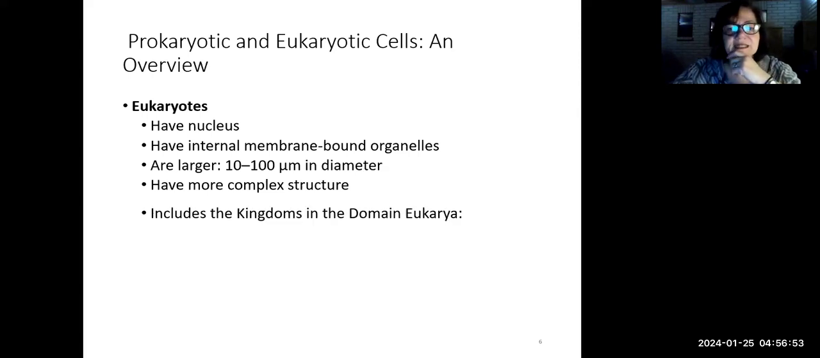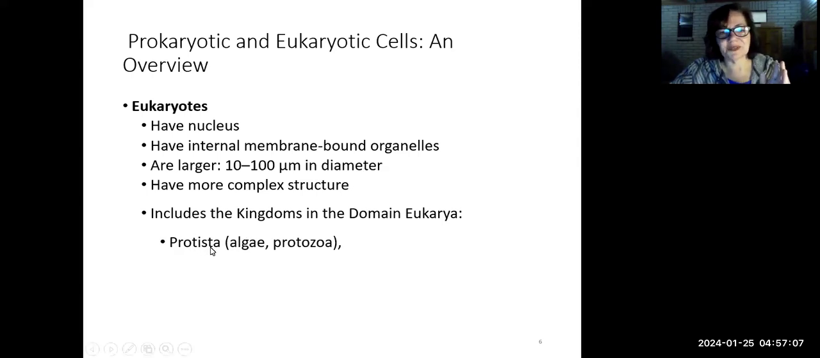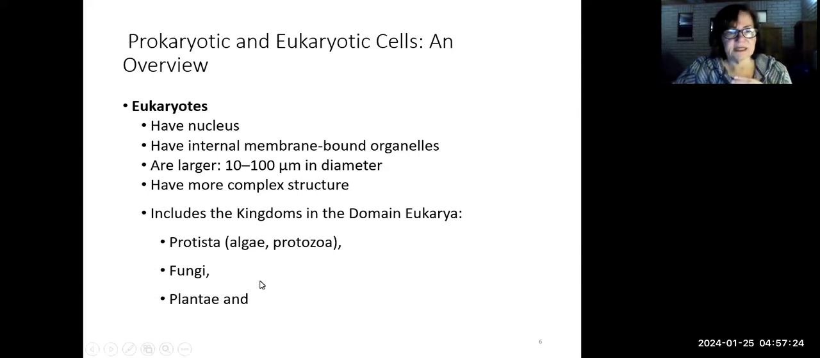And the entire domain Eukarya is one domain, but then there are multiple kingdoms within that domain. And last time I showed you that there are many, many kingdoms. For simplicity in this class, we're going to lump the majority of them together into Protista. This will include algae and protozoa. They're single-celled organisms. Now, separately, we'll deal with the fungi, plants, and animals.